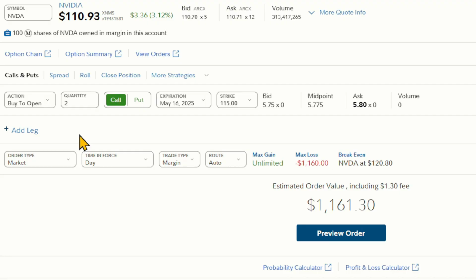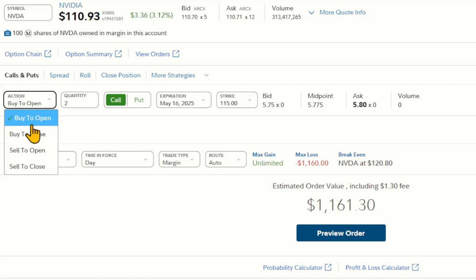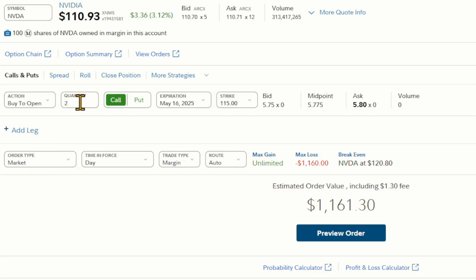So in this case, because we are buying a call option, our action, just like discussed, is buy to open. Again, reference that cheat sheet if you want to. Quantity, I say 2 because I didn't want to use 1, but this means 2 contracts. So that's going to give me control of how many shares? 200 shares, right? So don't forget, 1 is 100 shares, 2 is 200 shares.